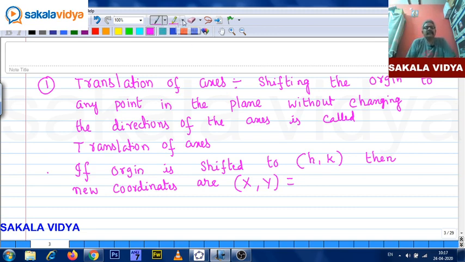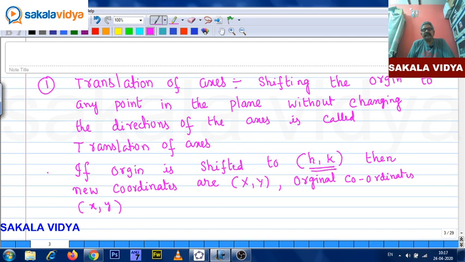So otherwise we can write like this also. For example, new coordinates are capital X comma capital Y, original coordinates small x comma small y. This will be the new coordinates with reference to the new system. Small x comma y is the coordinates with respect to the old system, original system. Then small x is equal to capital X plus h, and small y is equal to capital Y plus k.